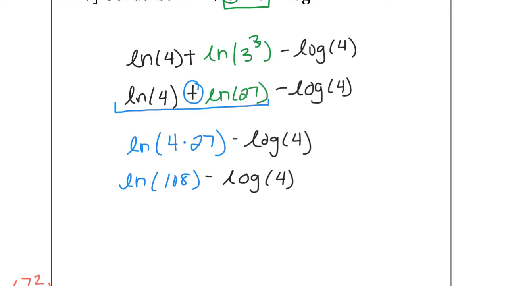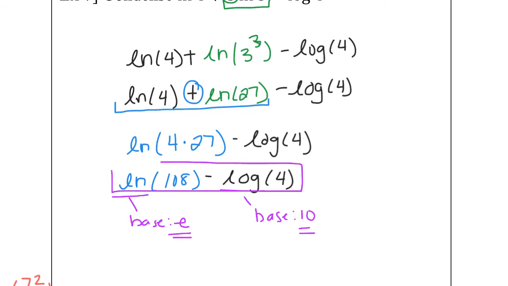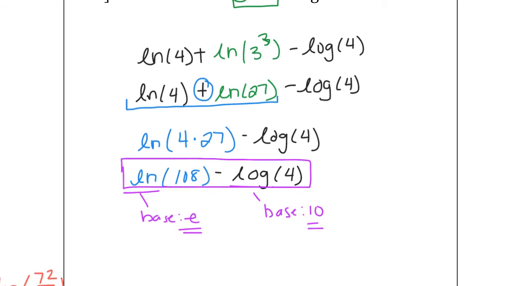Now, this is actually as simplified as we can get. Yes, there is a minus here in the middle, but if you look, this is a natural log which has a base of e, and this is a log with no base. That means it has a base of 10. These bases are not the same. These properties only work when you have like bases. So I can't actually combine this into a single log because their bases are different. So this is as condensed as this expression will be.